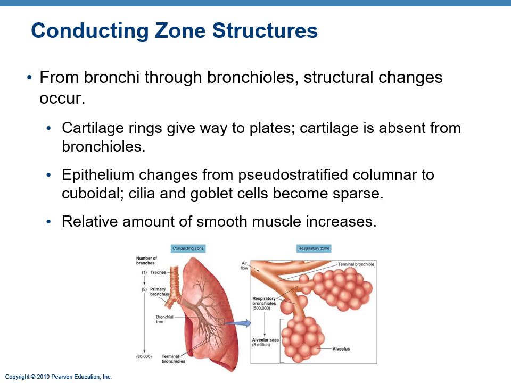When we talk about the conducting zone, that is just bringing air in from the outside, warming it, cleaning it. We're looking from the bronchi through the bronchioles, and through this transition, we see structural changes occur. The cartilage rings give way to cartilage plates, and then when we get to the bronchioles, the cartilage is completely absent. The epithelium changes from pseudostratified columnar to cuboidal, and the cilia and the mucus-producing goblet cells become sparse. The relative amount of smooth muscle, on the other hand, increases as we move from the bronchi into the bronchioles.